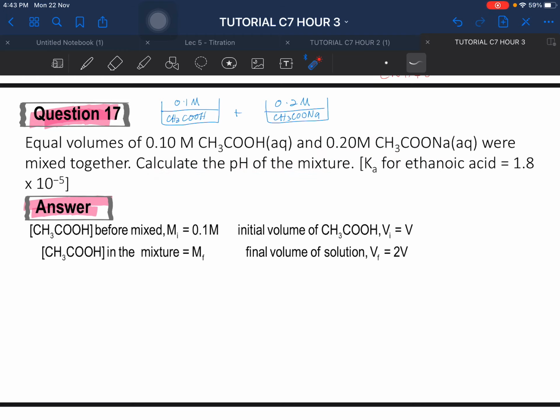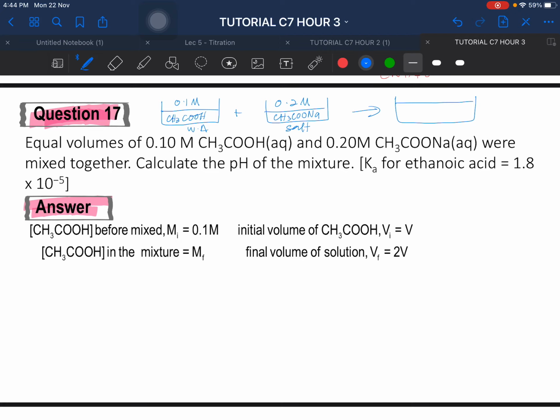First, we need to identify how to calculate the pH of this mixture. What kind of mixture is this? It is not only a weak acid, but it is with the presence of the salt. So in this case, we can identify that this weak acid combined with the salt will form a new solution, which is a buffer solution, because it is made up of a weak acid and a salt, where the salt is the conjugate base of the weak acid.